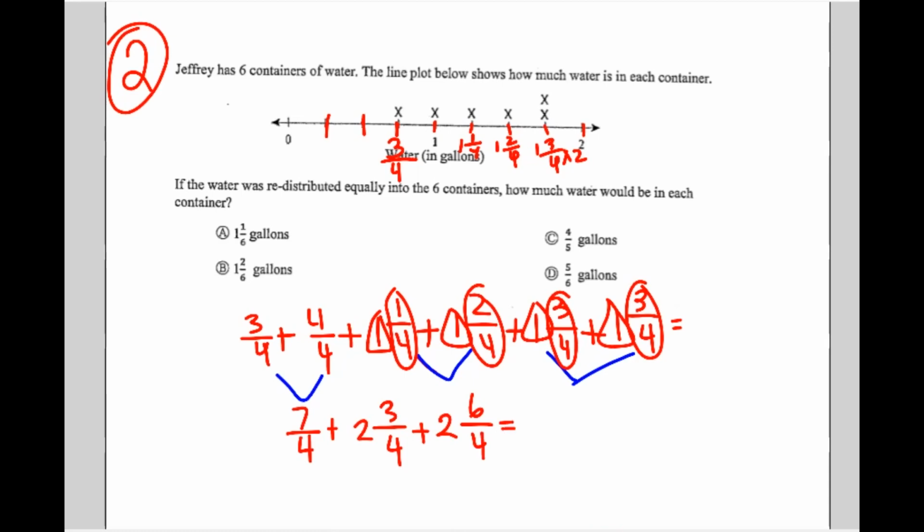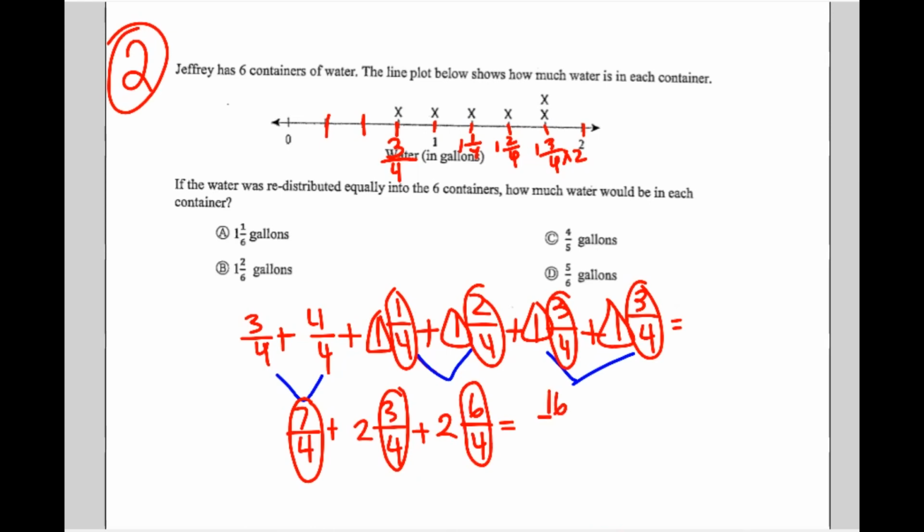Now let's try to simplify this even more. I want us to add all of our fractions together because I see there's a lot of improper fractions, and I know we need to get them all easy for us to be able to divide by 6 later. So let's start adding these. 7/4 plus 3/4 equals 10/4. 10/4 plus 6/4 equals 16/4.